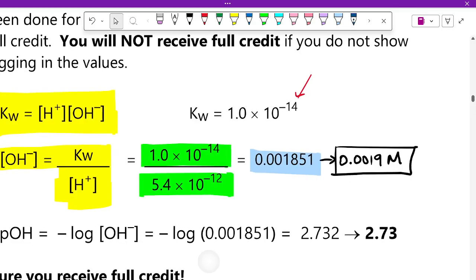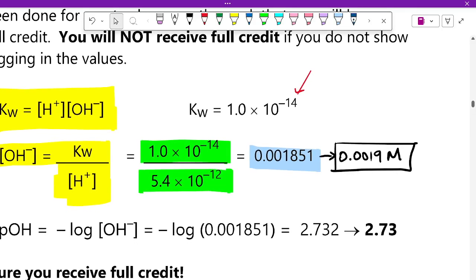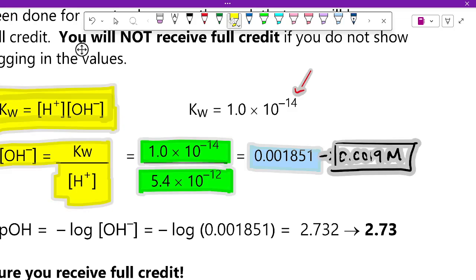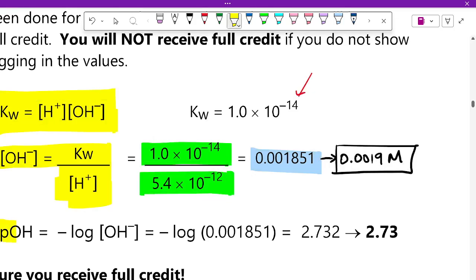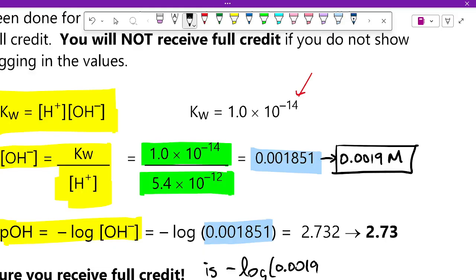Now, our second part of the question is finding the pOH. So that's our negative log. So show our formula. Negative log of hydroxide. And then plug in our number. Now, question. Is negative log of 0.0019 okay? No.